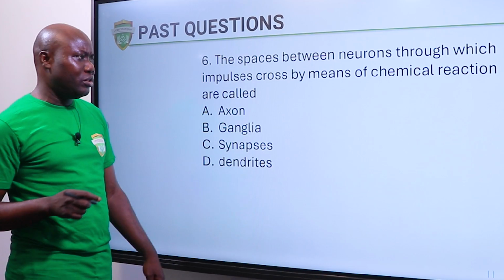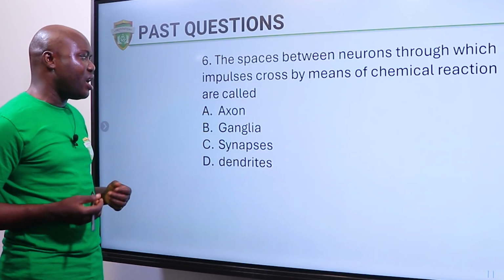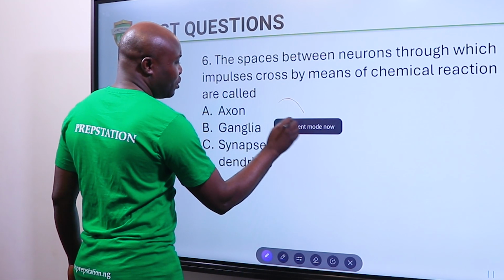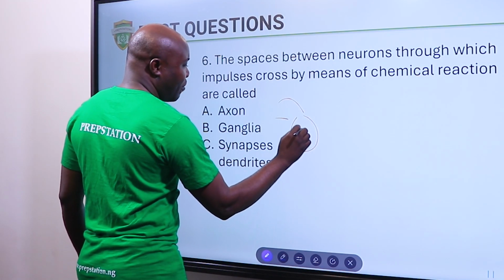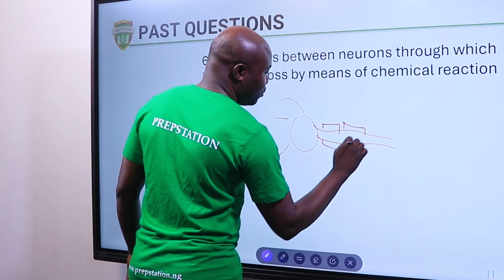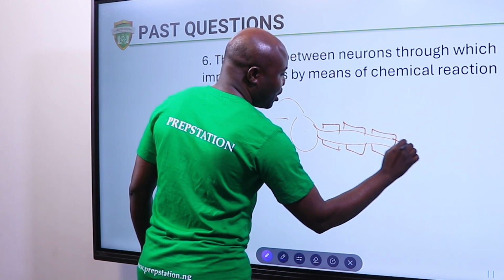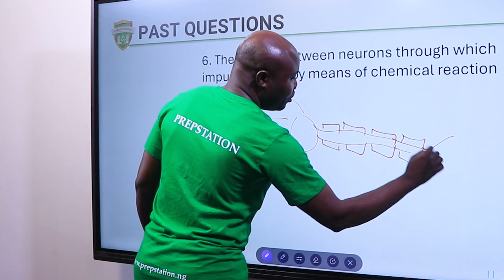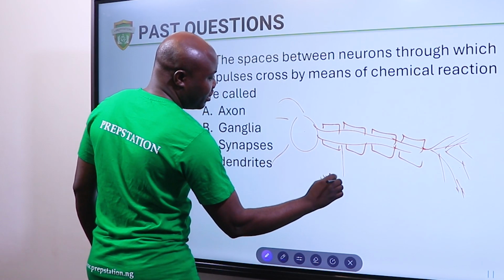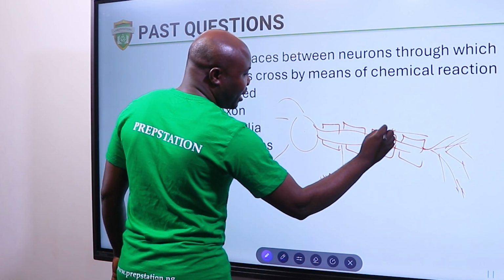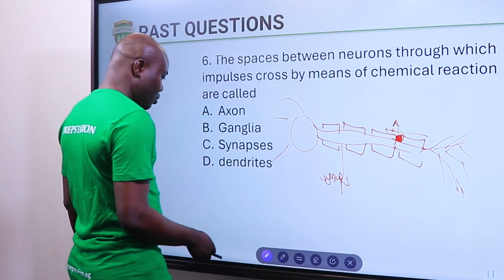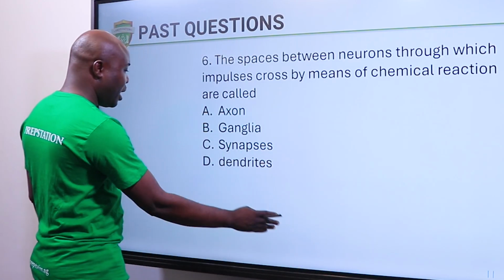Number 6. The spaces between neurons through which impulses caused by means of chemical reaction are called synapses. When you are drawing the diagram of a neuron, let's say it is like this. You have your cell body like this, right? Then at this stage, you have your dendrite. Now, this is where they're talking about. So this guy is the synapse. So when information is coming like this, when it gets to this place, it diffuses into this gap via diffusion. You get it now? So the answer is synapses.